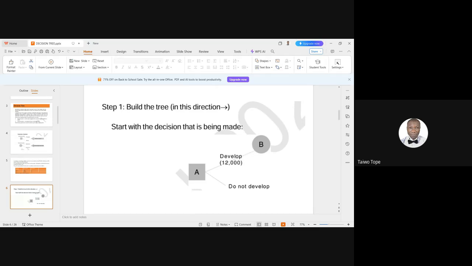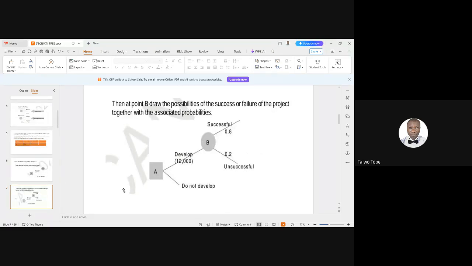I need a response now. If you should develop, what are the two outcomes that will likely result? Successful and not successful. Fine. If you develop, it will either be successful or not successful. Then at point B, draw the possibilities of the success or failure of the project together with the associated probabilities.